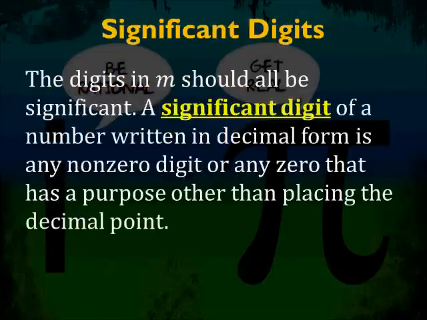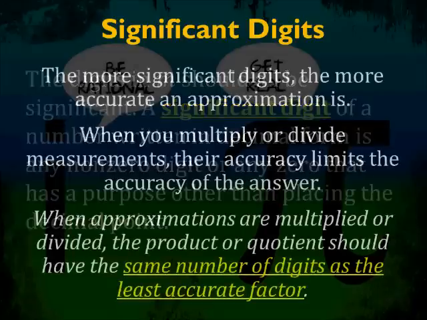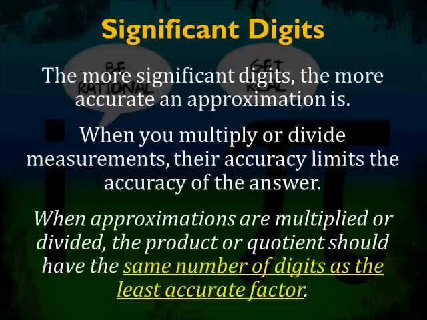The digits in m should all be significant. A significant digit of a number written in decimal form is any non-zero digit or any zero that has a purpose other than placing the decimal point. So a significant digit basically has something to do with its presence in the number. It's important. It has to be there. And it's similar to rounding because you're going to want to round it to the appropriate number of significant digits. The more significant digits, the more accurate an approximation is.